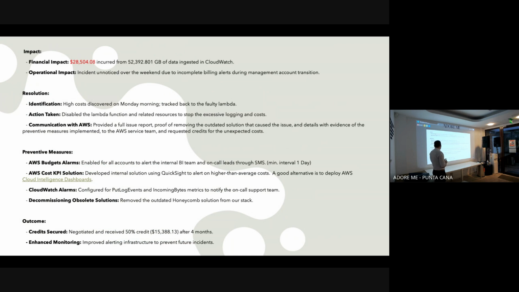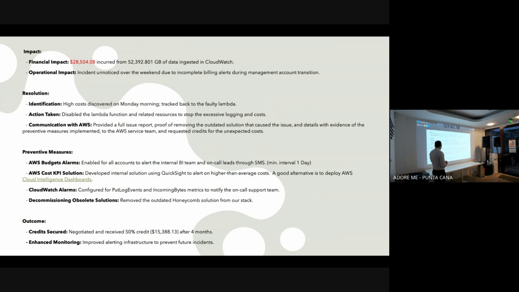We also added the CloudWatch alarms for put log events and incoming bytes. We didn't have those. Imagine that. And we decommissioned an obsolete solution, which was the Honeycomb solution entirely, because we were already looking for another solution. We already wanted to drop Honeycomb. After all this negotiation, we secured 50% of the credits only, because the other half required going to Honeycomb. But of course, Honeycomb was not there anymore, so we paid that price.